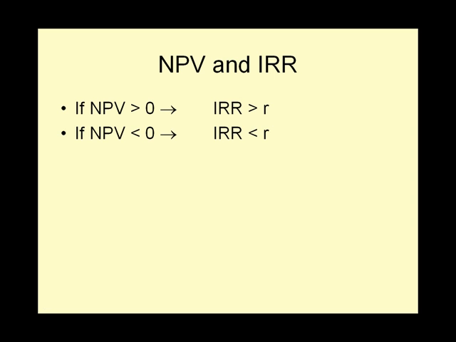By extension, if we're looking at a business opportunity that generates a negative net present value, the rate of return on that project will be less than the discount rate. And finally, if the project has a 0 NPV, that is a project where the internal rate of return is exactly equal to the discount rate.